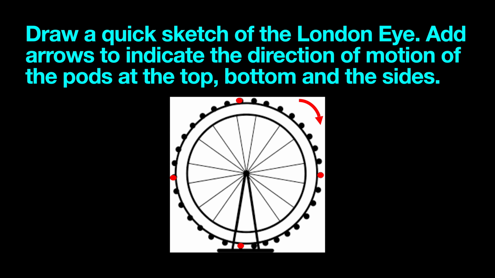So, the pod at the top is moving in this direction. The pod on the right is moving in a downward direction. The pod at the bottom is moving in this direction, and the pod on the left is moving in an upward direction. So as we can see, the direction of motion of these pods is constantly changing. As its direction is constantly changing, its velocity is also changing. As its velocity is changing, its acceleration is also changing. So these pods are constantly accelerating.